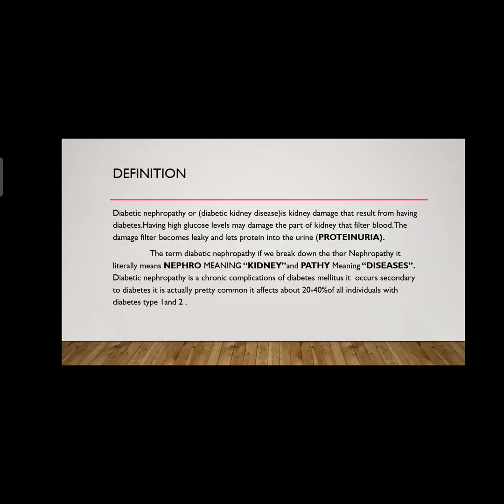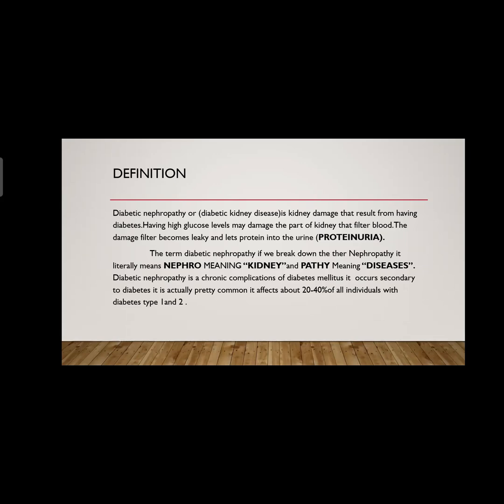So about the definition, diabetic nephropathy is also known as diabetic kidney disease. I repeat, diabetic nephropathy is also known as diabetic kidney disease. This usually happens when the kidneys are damaged as a result of having a high glucose level. High glucose may damage the part of the kidney that is used to filter the blood. These filters that are damaged become leaky, and then they let protein into the urine, which is known as proteinuria, which we will go into a little bit further later on.